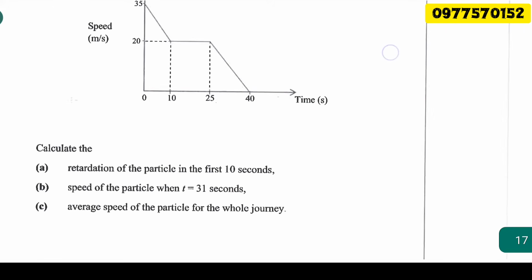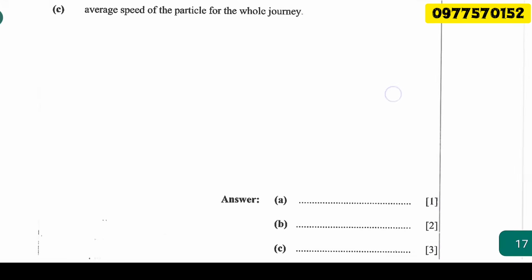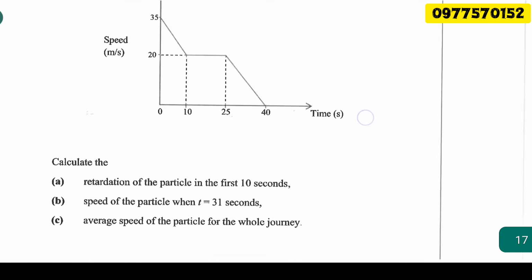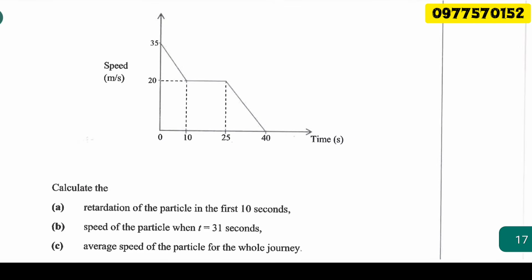Question C, how many marks is this one? 3 marks. Okay. Anyway, it's worth it. In this question, we are asked to find the average speed of the particle for the whole journey. So, to find the average speed, we are going to use the formula: speed is equal to distance over time taken.